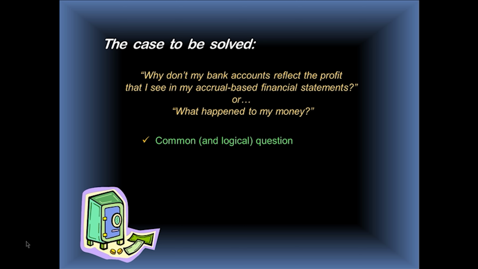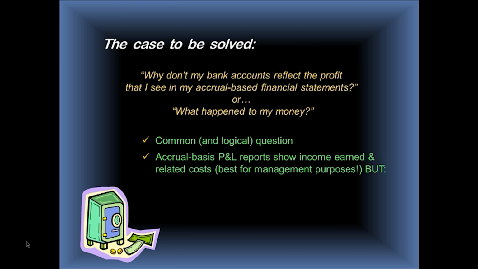This is a common and logical question. I run into this in many cases with my clients, and it's definitely a question worth asking and finding an answer to. The situation is that accrual basis profit and loss reports show income earned and related costs. And this is best for management accounting purposes and for you to see exactly what's going on in your company from an activity standpoint, but cash doesn't always match up, and that's partly due to accounts receivable and accounts payable.